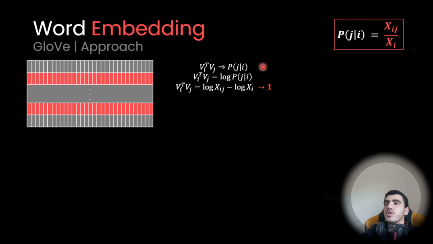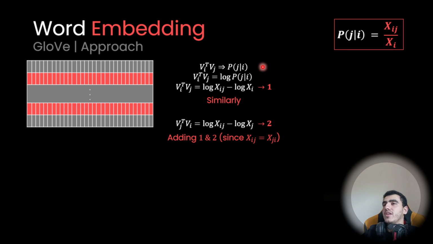Okay, just bear with me. And similarly, the similarity between I and J is the same as the similarity between J and I. So I'm having this second equation by these two values. And adding these two equations, given that xij is the same as xji, I will be having 2 vij equal to log xij, log xi, and log xj.